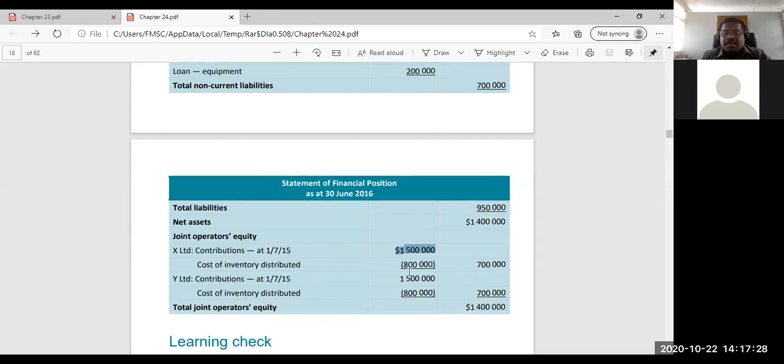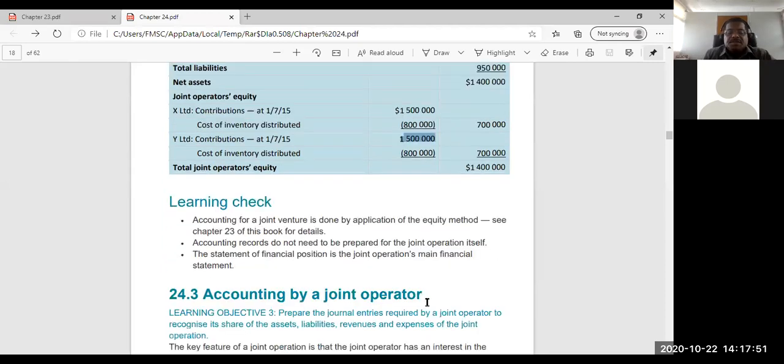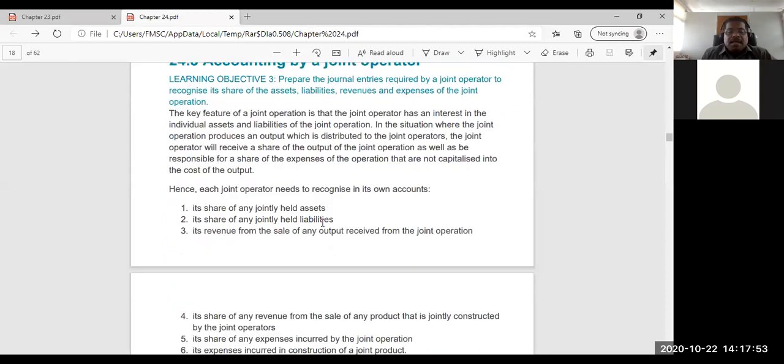1500 introduced and 1500 introduced. And you can remember distribution, the worth of goods, that much worth of goods given to the operator 1 and operator 2. So thereby it is deducted, similar to drawing. Cost of the inventory distributed, that is the total operation equity. Is it clear? Right.